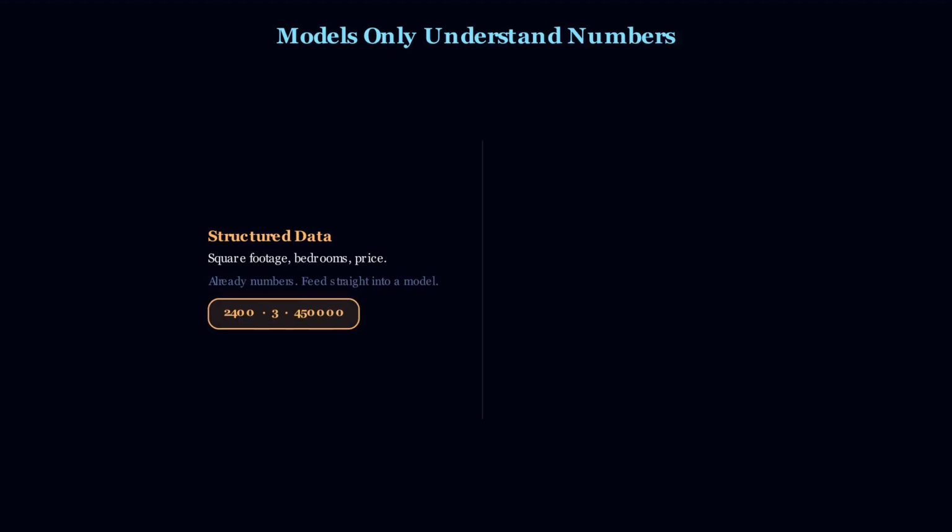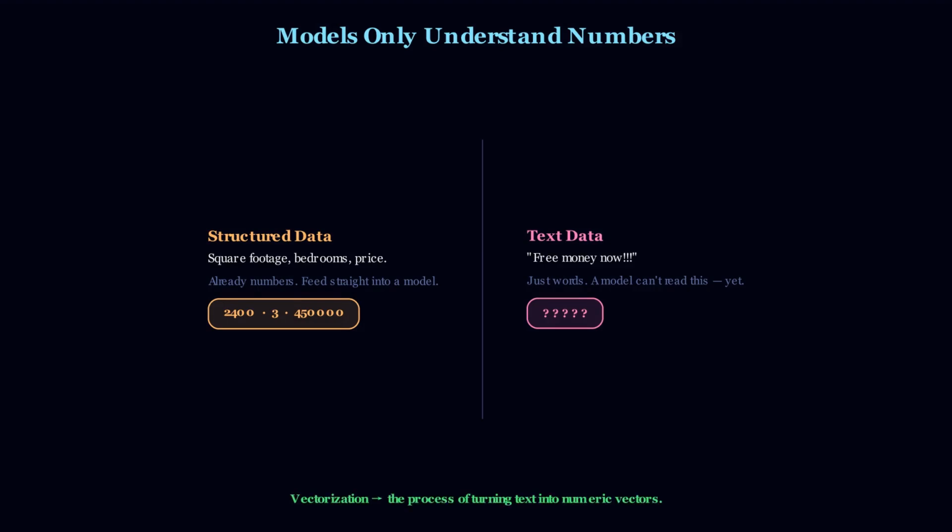Machine learning models only understand numbers. A house price model gets square footage, bedrooms, location, already numeric. A text message is just words, no numbers anywhere. So before any model can classify a sentence, we have to turn language into numbers. That conversion, text to numeric vectors, is called vectorization.